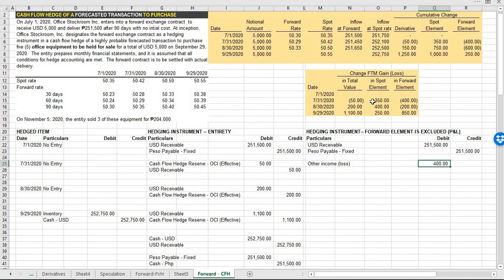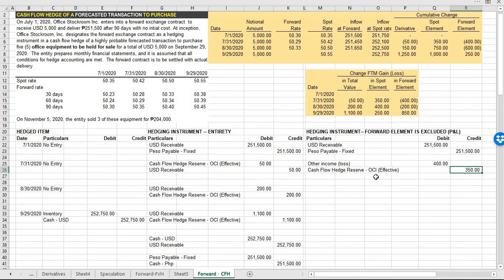Pero, for the spot element, syempre, 350 and that is a gain. So, kaya tayo ay magka-credit ng cash flow hedge reserve for 350 pesos. And again, ito yung effective part. So, this time, since ang ating hedging instrument is only the spot element, so again, yung change lang sa spot element ang nilalagay natin sa OCI. And ganun uli, we are going to assume na all changes dito sa spot element are all effective.